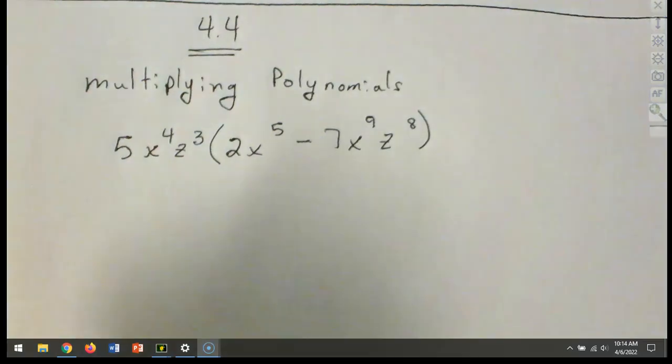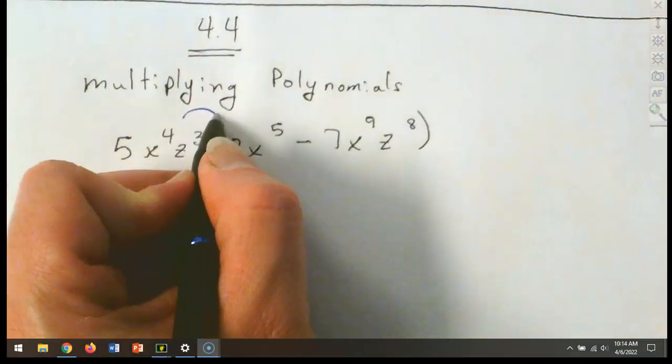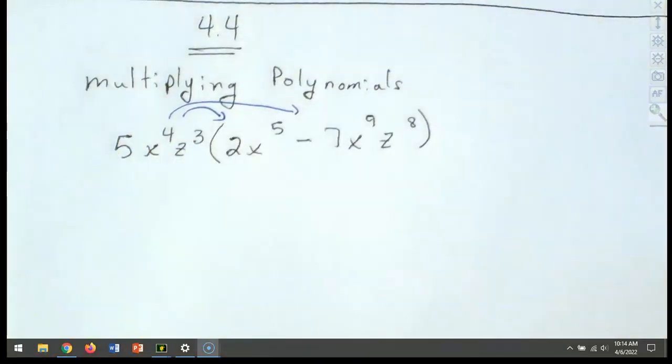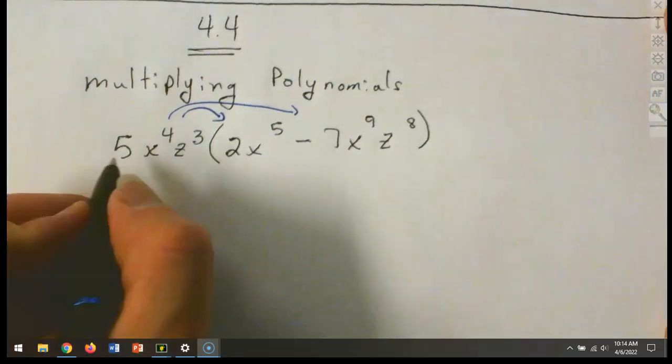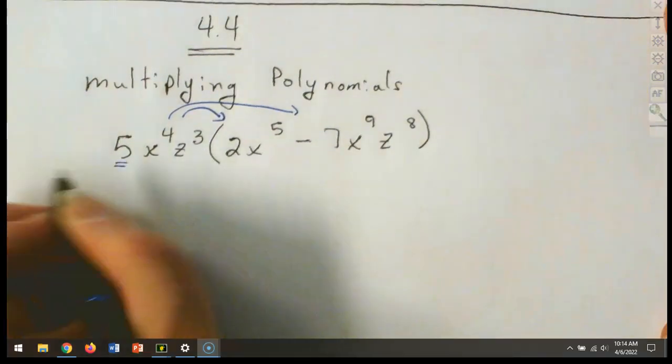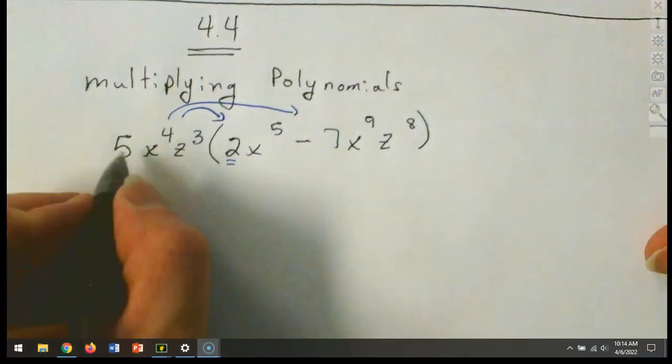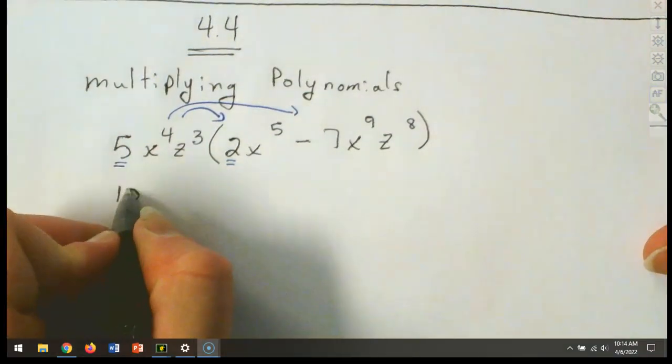First thing we do is we do each term and we distribute it through, just like we always would. Nothing new here, just like we would normally distribute through. Now, these exponents are going to add together. These are called coefficients out in front, the 5 and the 2. And those coefficients, they just multiply together. So the 5 times 2, that makes it 10.